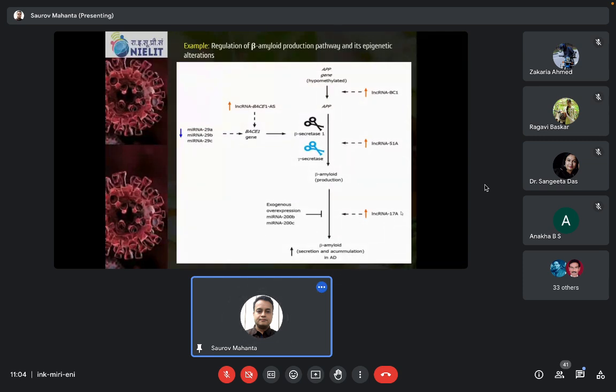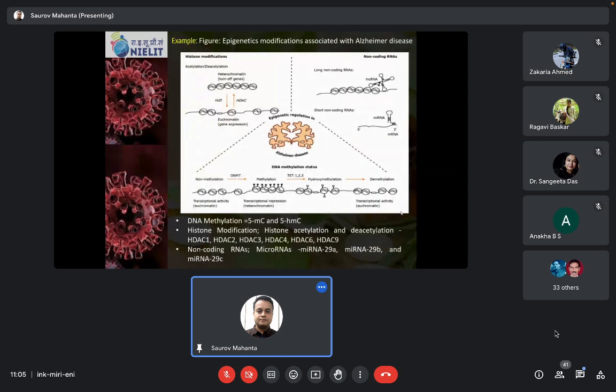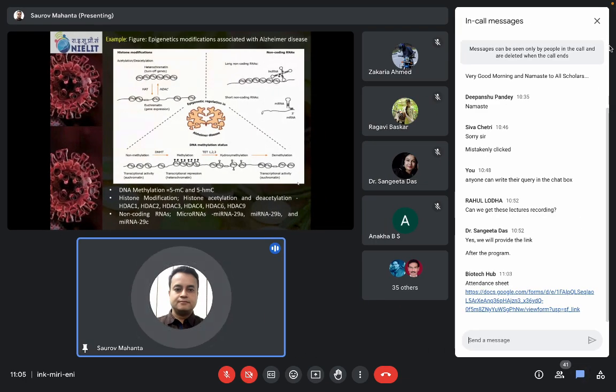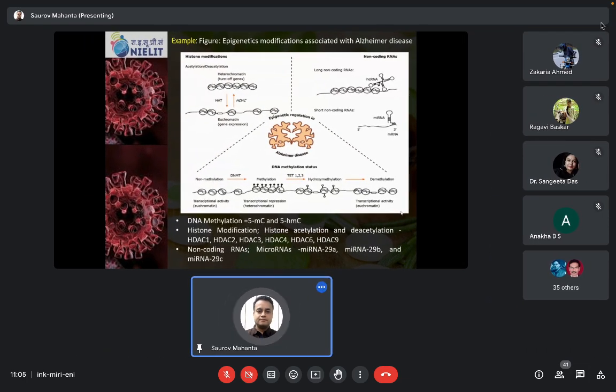So we can target that particular protein, see the involvement of that protein or enzyme, and go ahead with the rest of the procedures. We'll come to the epigenetic modifications associated with Alzheimer's disease a little later. There are many epigenetic regulators available which are also being identified as successful drug targets.